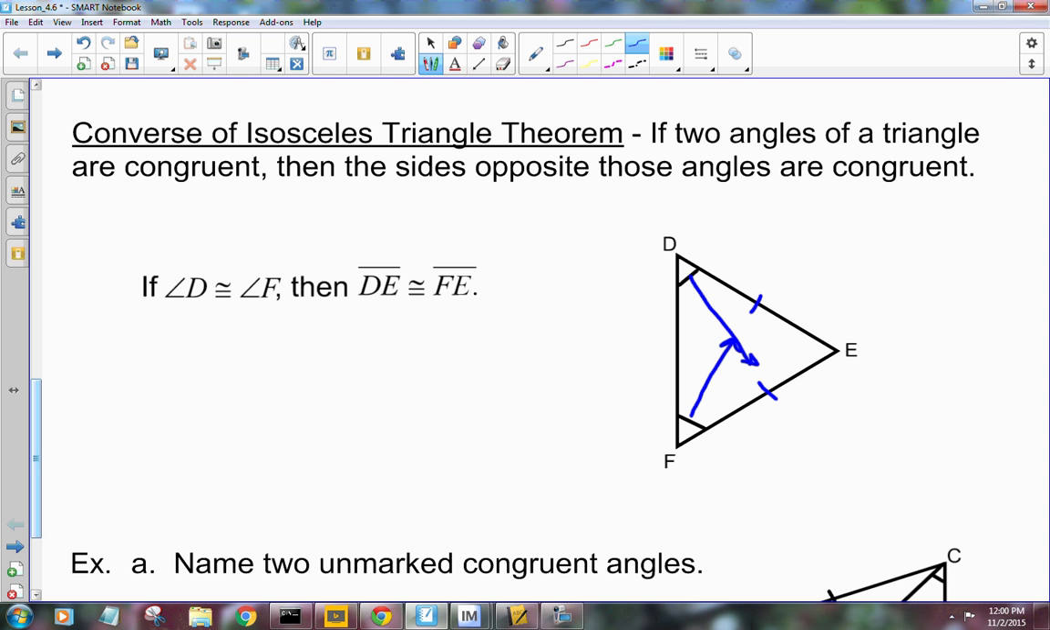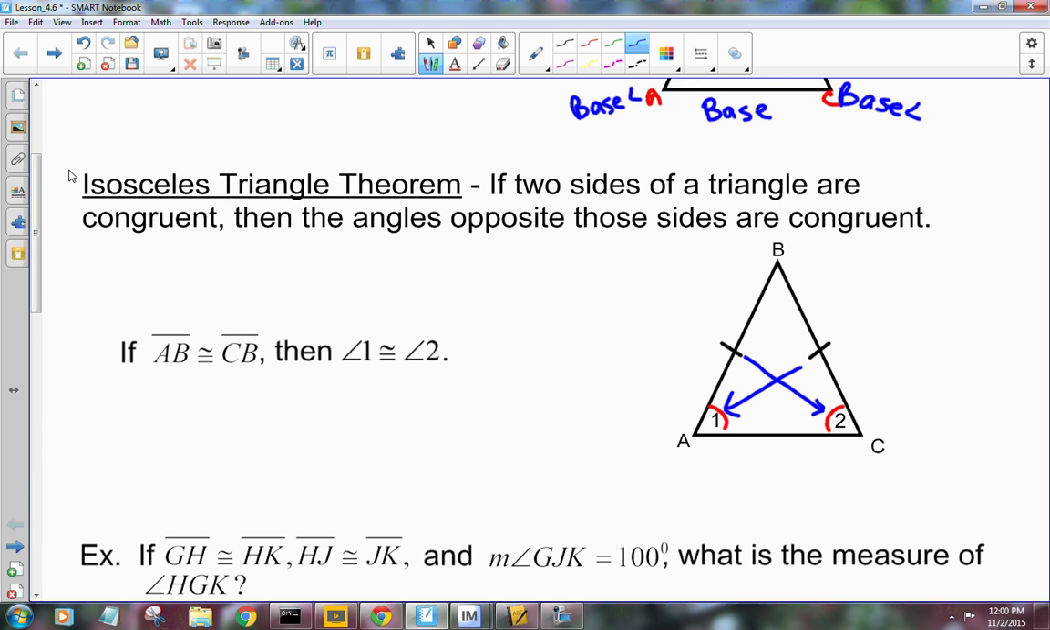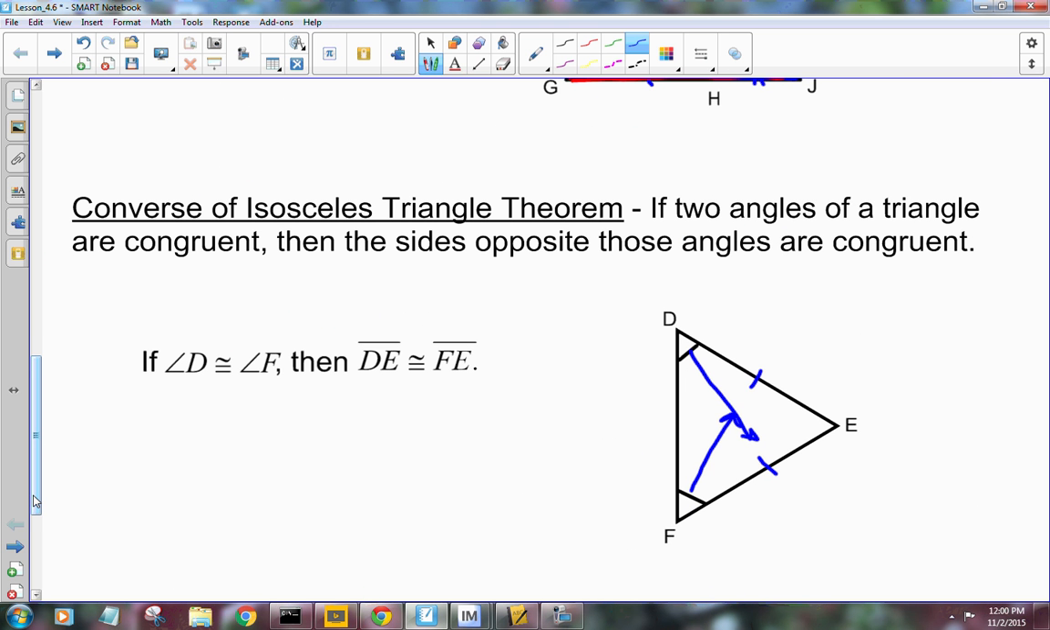Now, we have the isosceles triangle theorem, and we have the converse of the isosceles triangle theorem. How do you keep those straight? Well, what I do is when I'm thinking about the isosceles triangle theorem, it goes back to what is an isosceles triangle, right? An isosceles triangle has two legs congruent. So in the isosceles triangle theorem, you start out with congruent legs, and you can prove congruent angles. And the converse is the opposite, okay? You start out with the congruent angles, and you can prove the legs congruent. Okay, so you got to make sure that you know when to use which one.